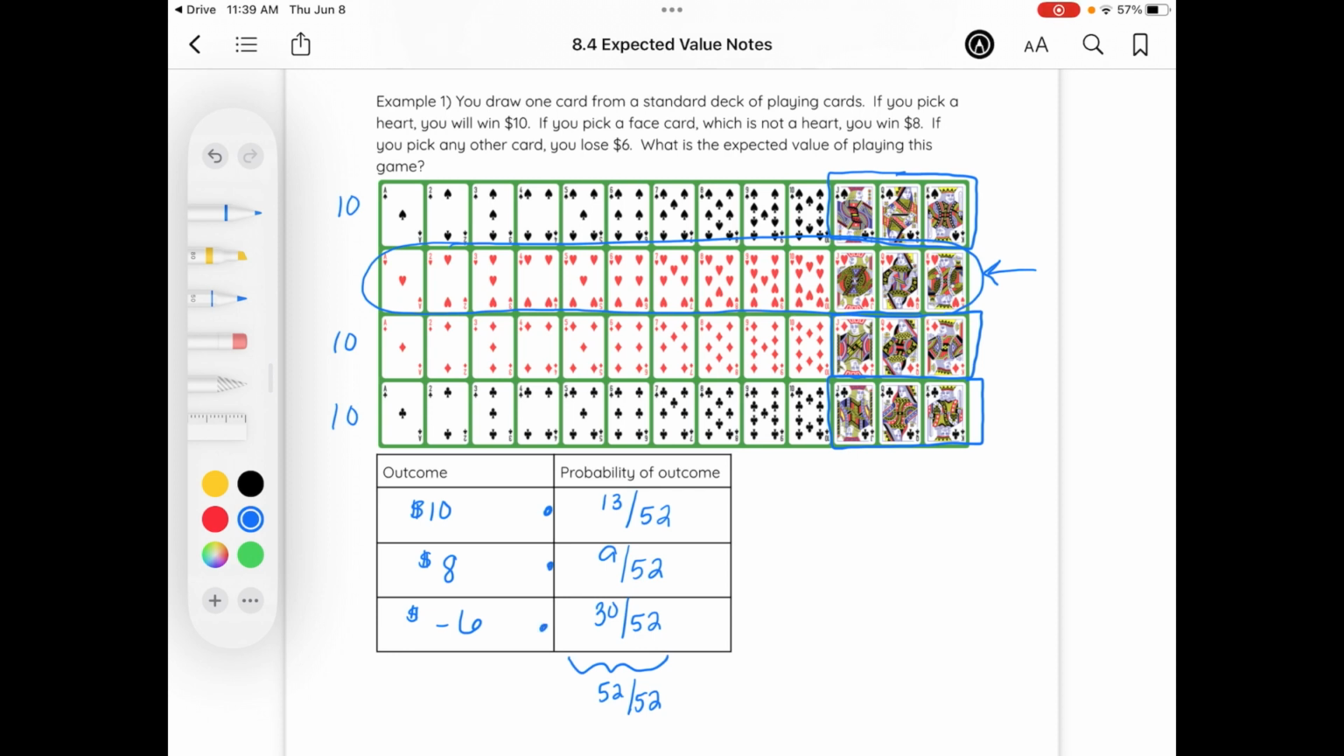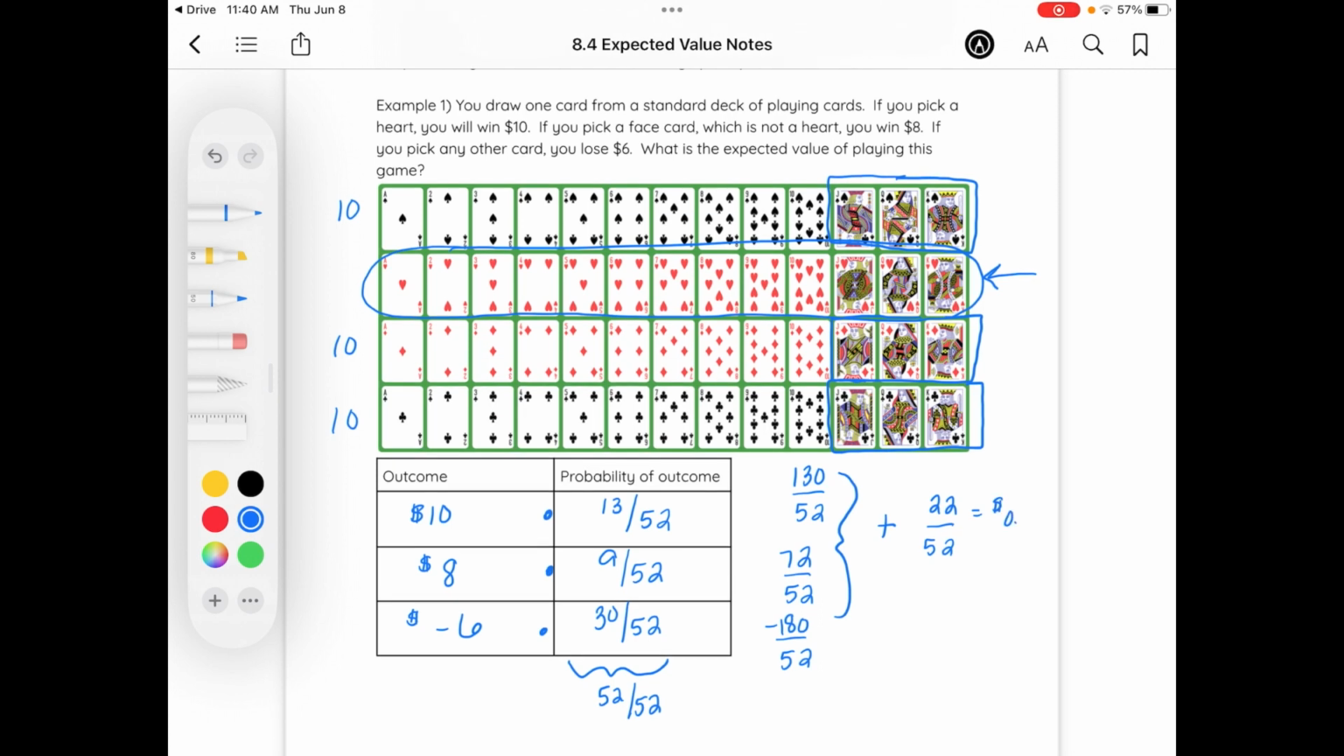And so then we'll multiply these together. So $10 times 13 over 52 gives us 130 over 52. 8 times 9 over 52 is 72 over 52. And negative 6 times 30 is negative 180 over 52. So now when we add all of these products together, we end up with 22 out of 52.